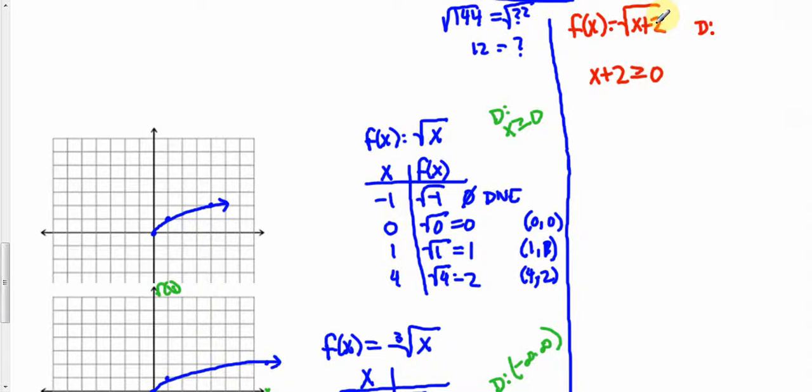Because isn't that what has to be true, that this x plus 2 has to be greater than or equal to 0? And then you solve that for x. Simply subtract 2 from both sides, and you'll get that x has to be greater than or equal to negative 2. That's your domain, that you could put in negative 2 or bigger. So my domain is from negative 2 to infinity.